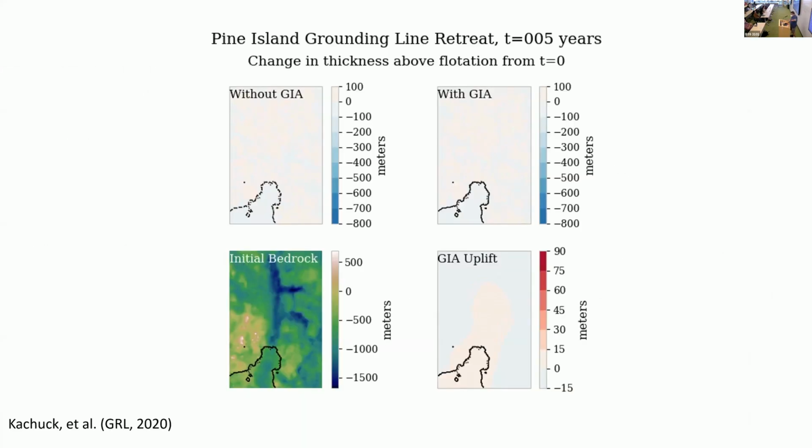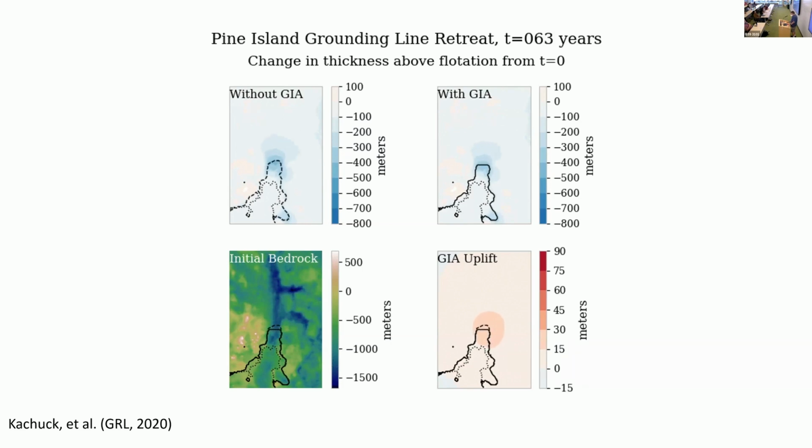And this is just a movie showing how that happens. It goes very slowly, actually. So the one on the upper left is the grounding line retreat without the isostatic adjustment, and the one on the right is with GIA. This is for Pine Island Glacier. Like I said, the flow is from top to bottom. And the lower right is the actual uplift from this GIA.